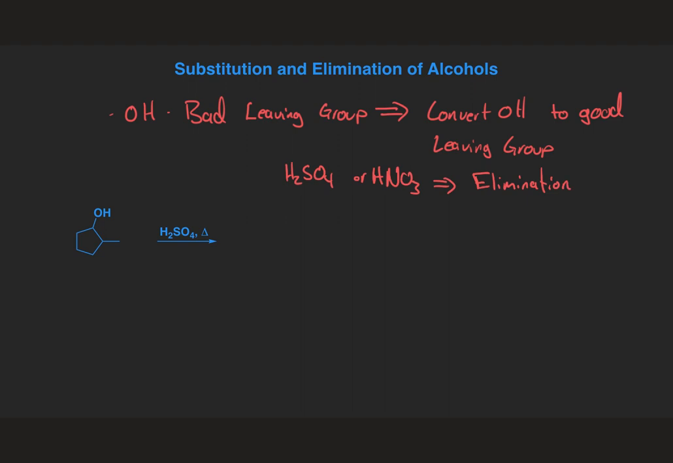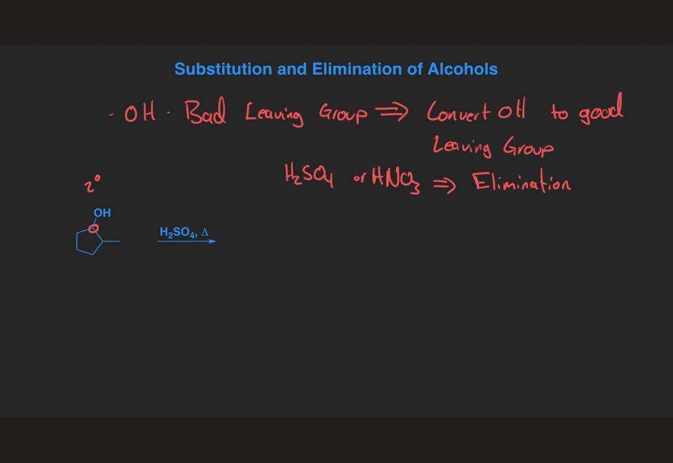In this example, we have a secondary alcohol. This alcohol is secondary because the OH is connected to a carbon that's connected to two other carbons, and so that is a secondary alcohol.